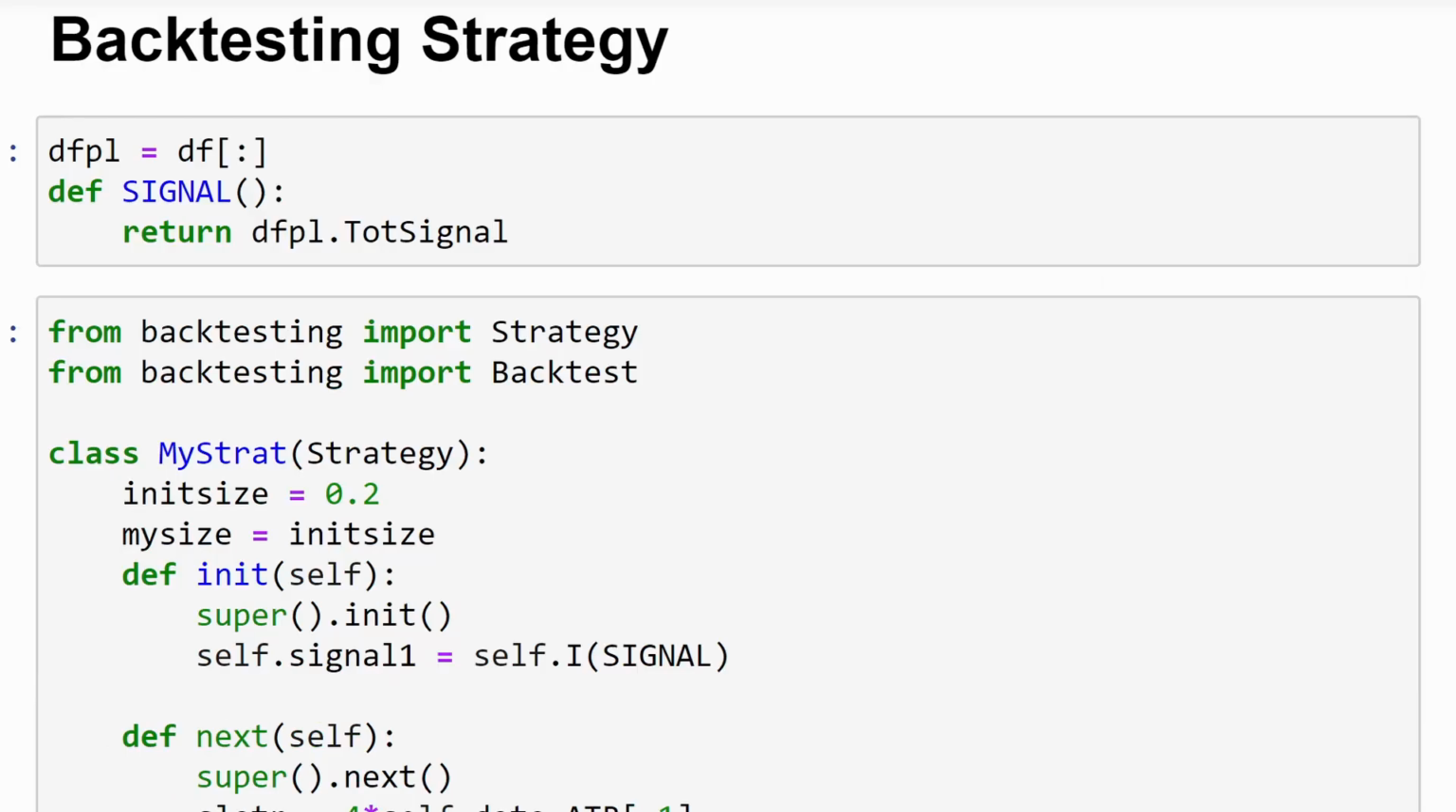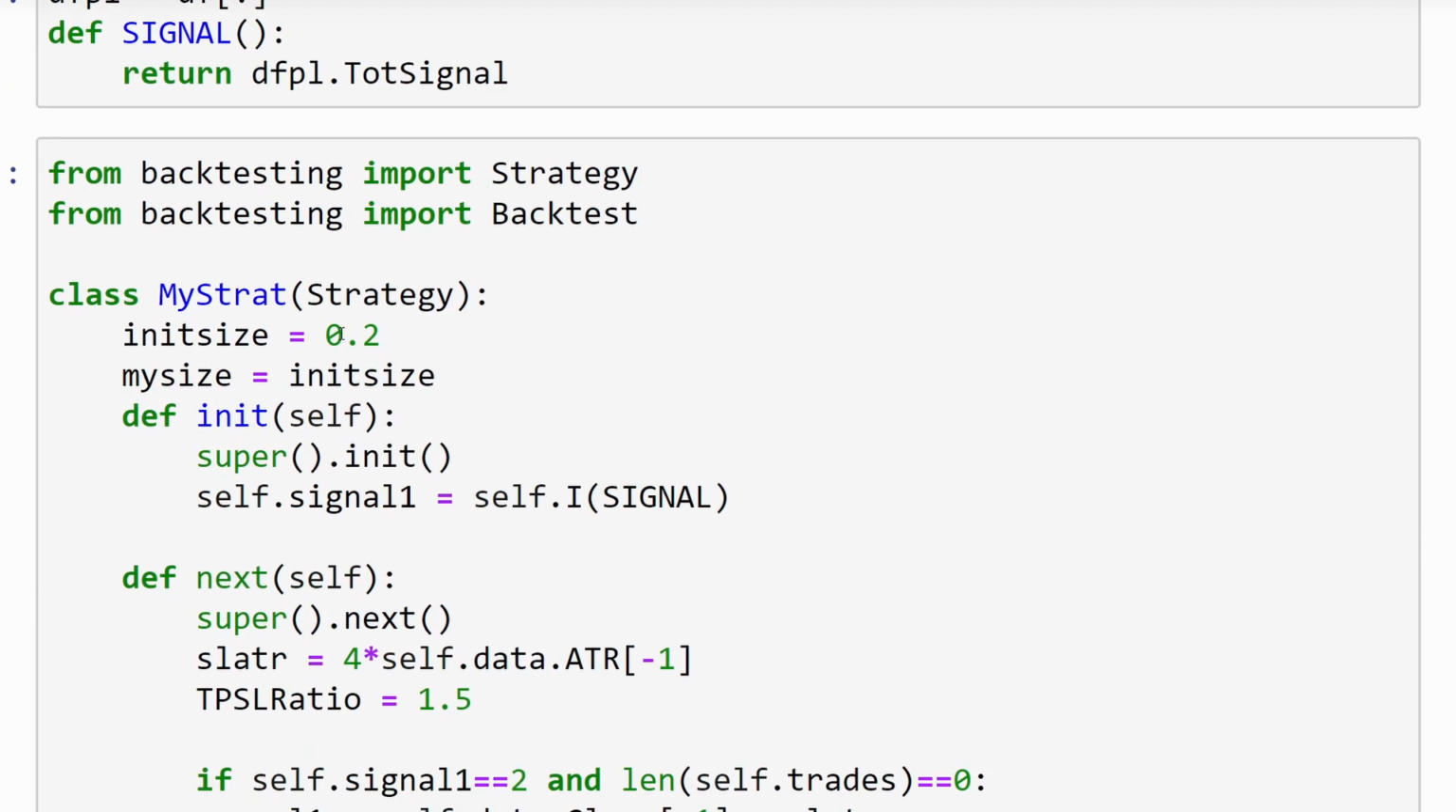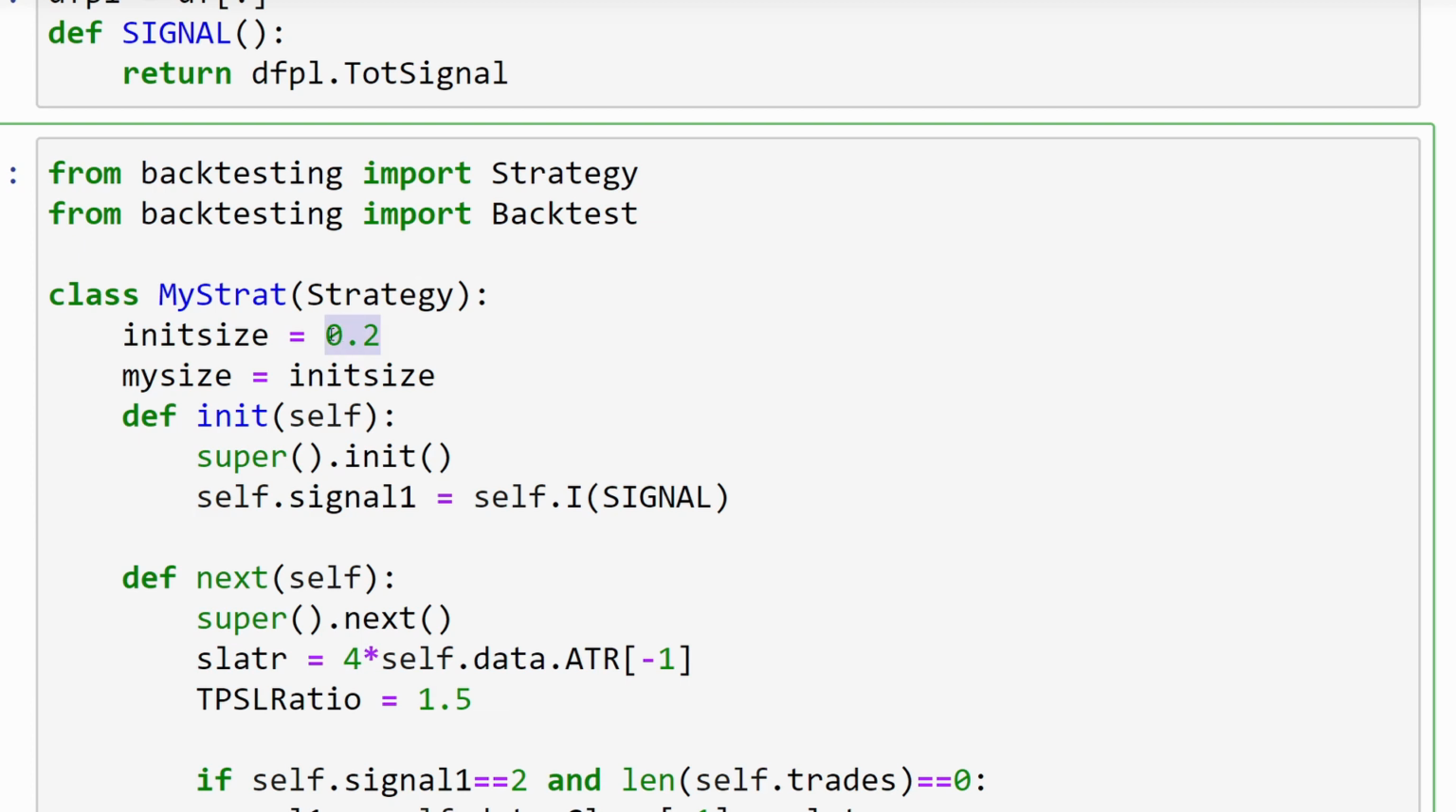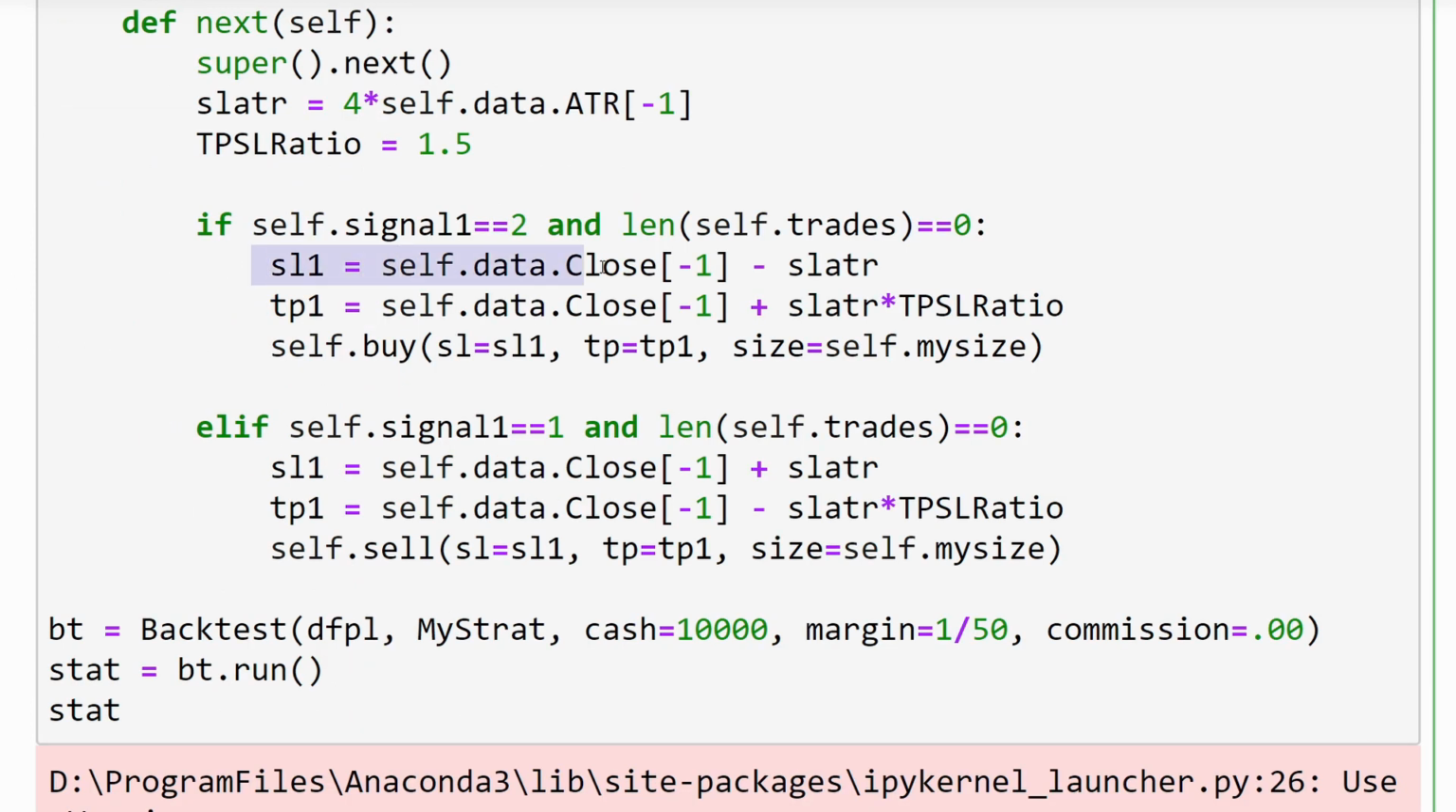And now we can start backtesting our strategy. I'm taking a 20% lot size at first. I'm using the ATR related stop loss and take profit values.